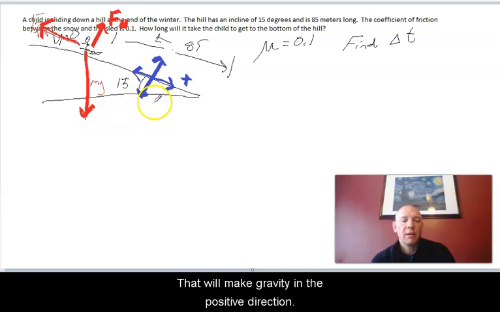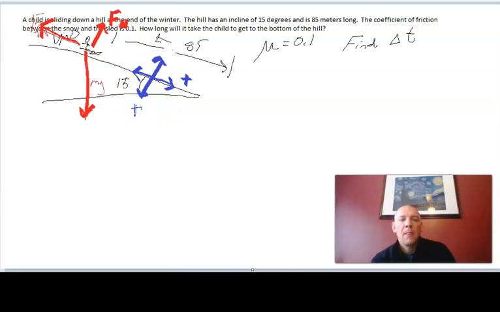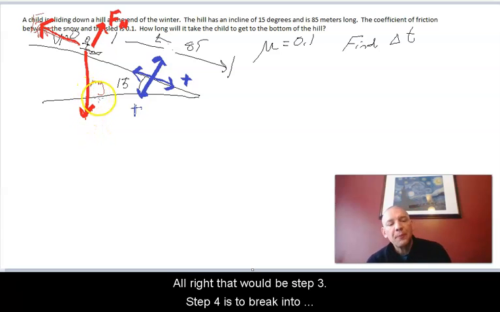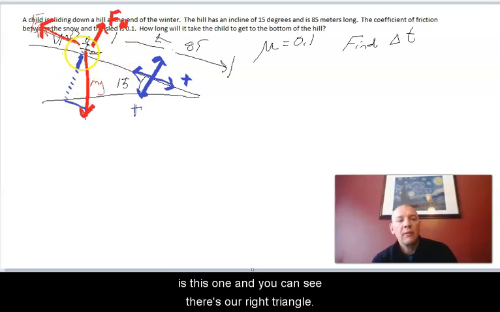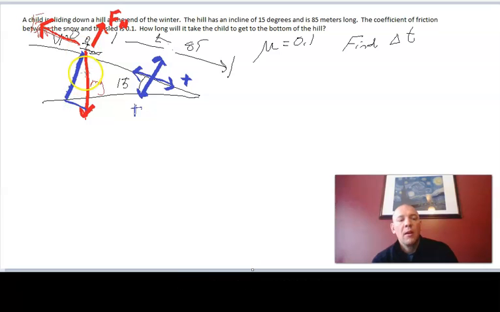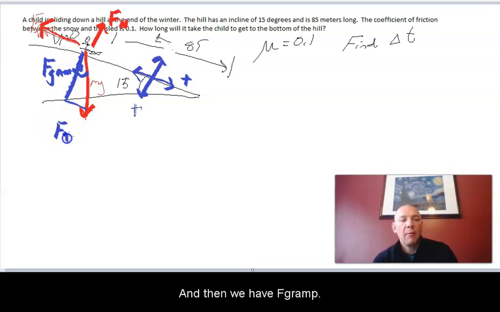That'll make gravity in the positive direction, so we can just say the force is down. So I'll say down is positive here. All right, that would be step 3. Step 4 is to break into components. The only component we have here is this one, and you can see there's our right triangle, and that's also 15 degrees. So the vertical part here, we call that FG normal, and then we have FG ramp, which is the part of gravity pulling it down the ramp.